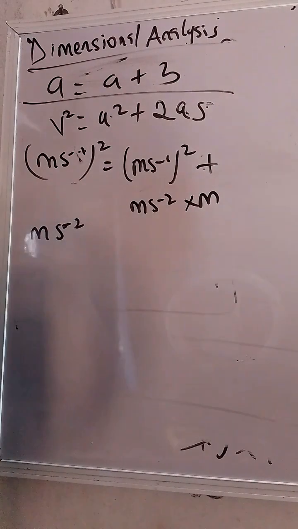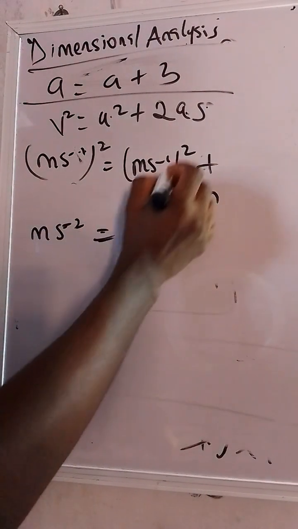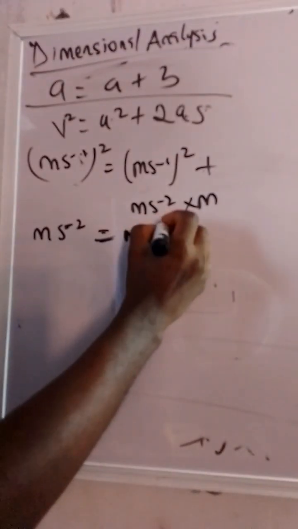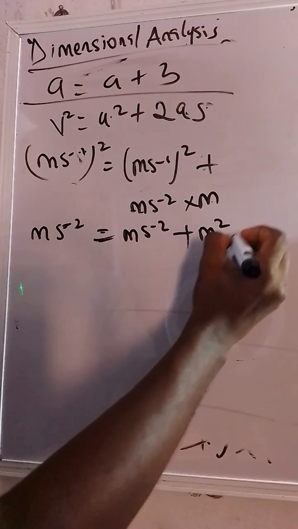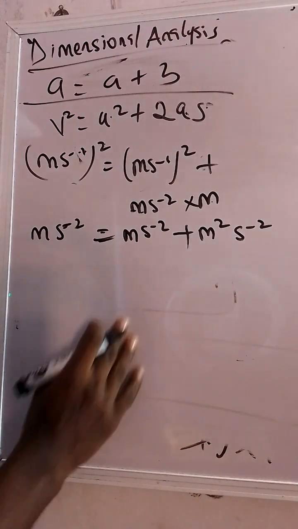Minus two, right? Also the same thing with this. Minus one times two is m to the power minus two, right? Plus meter times meter is also what? Meter square. M to the power minus two.